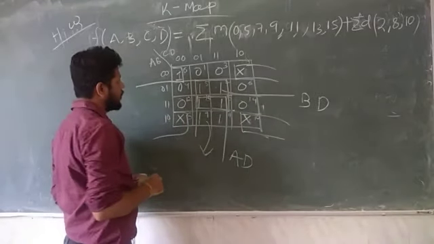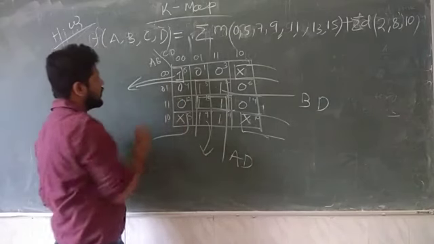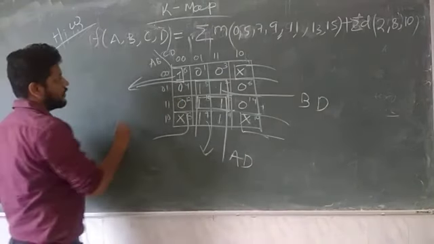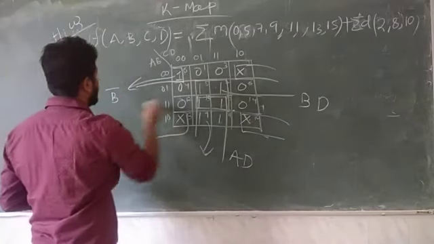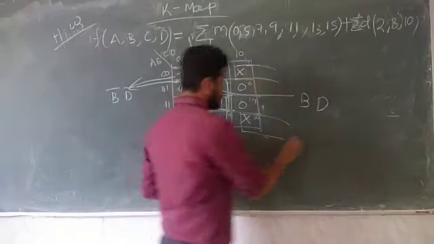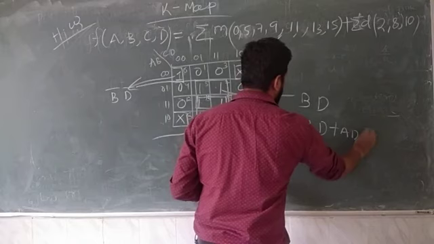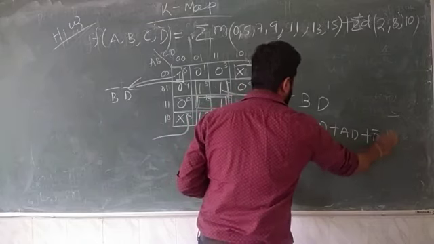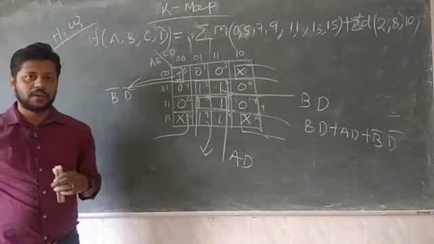Then we have 1, cross, cross, cross, so this can be treated as 1. Here 0 is constant, so we have B bar, and here 0 is constant, another D bar. So the answer will be BD or AD or B bar D bar. So this is the answer for the above K-map minimization.